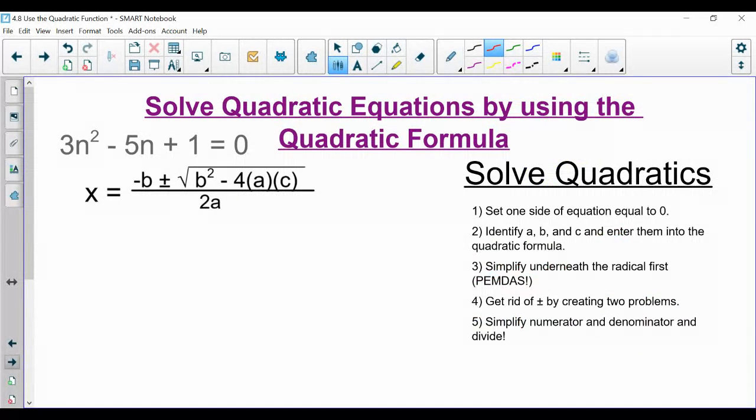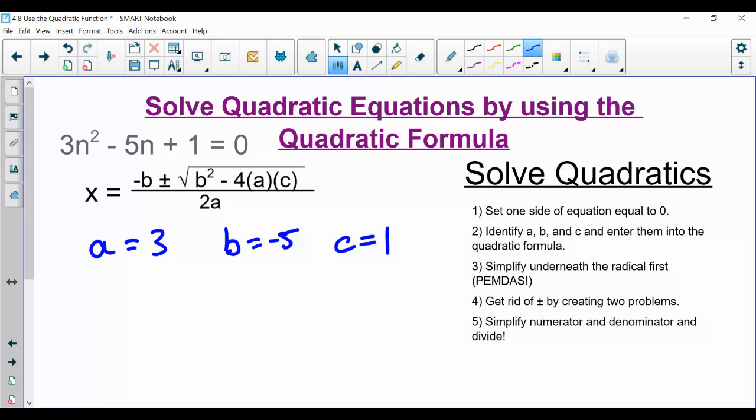Let's do one more example, and then I will be done with section 4.8, the lecture on that section. This one is set equal to 0, so we're good with step 1. Step 2 says to identify A, B, and C. Remember, the A here is 3, the B here is negative 5, and the C here is 1.